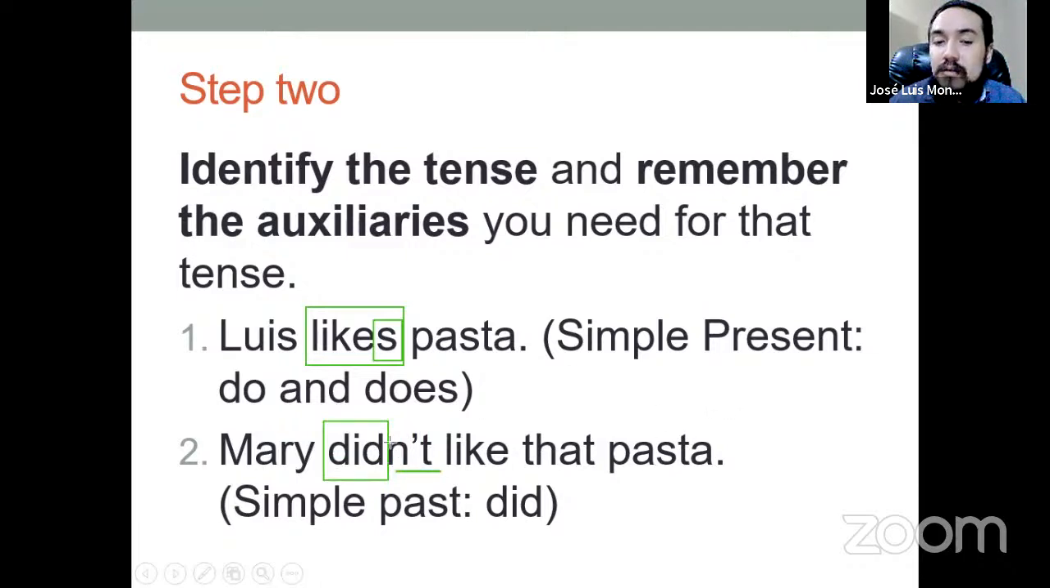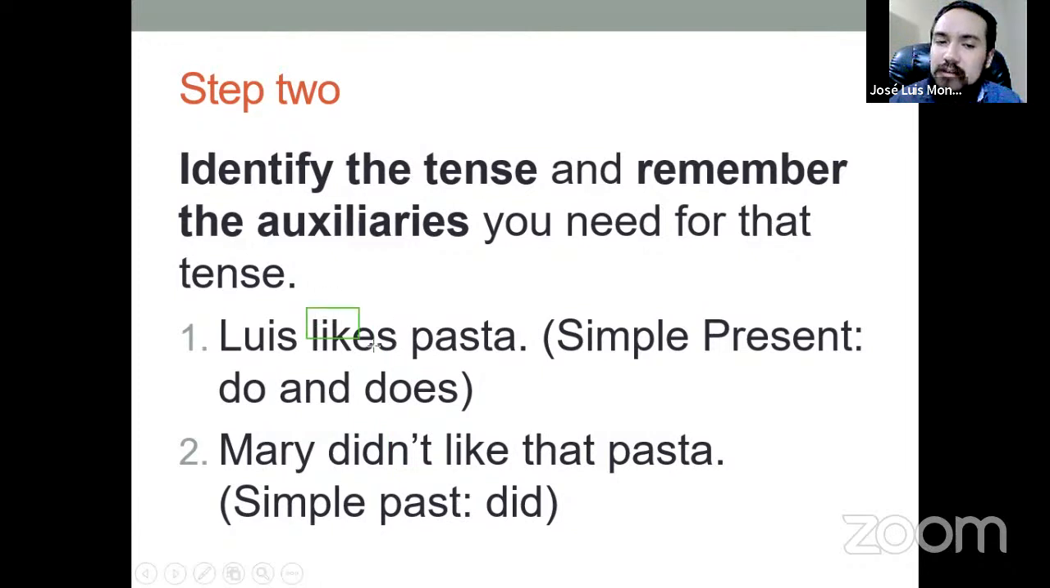But of course, it can also be affirmative. If you're using the conjugation of do in the past, it's going to be affirmative in that case, but it's now negative in the simple past. All right, it's very important to identify the tense and to recognize the auxiliaries.